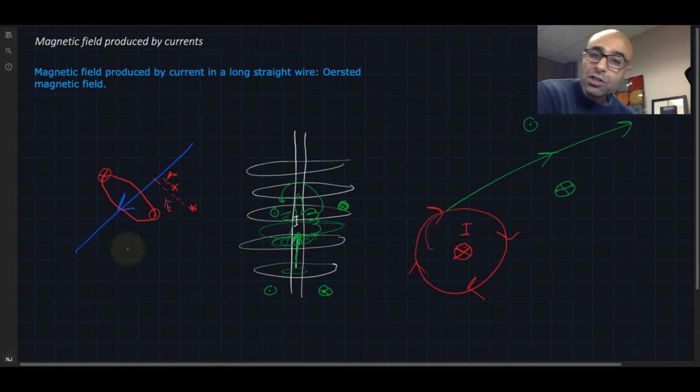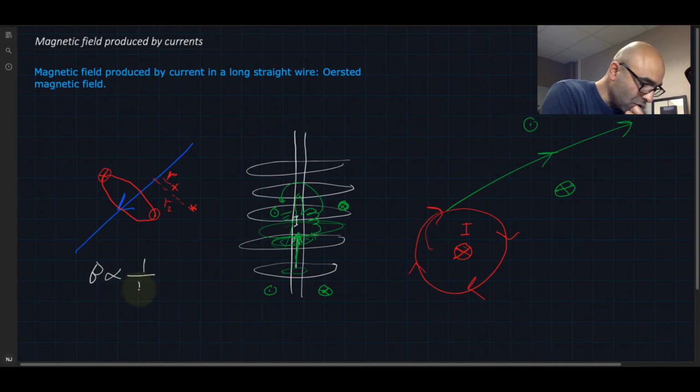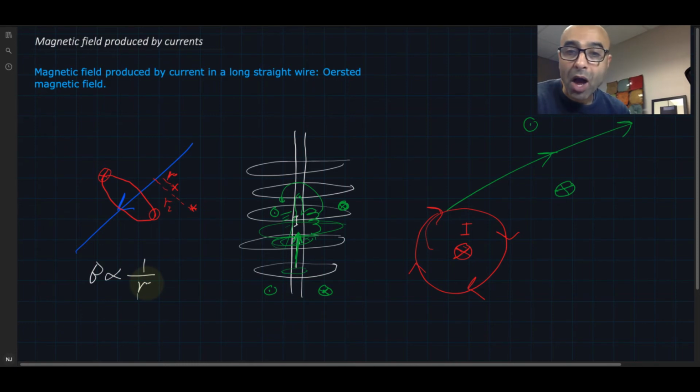So how much does it drop? It was found out by experiment. It drops down by the same ratio. So if you double the distance, the magnetic field goes down by half. So they found out that the magnetic field is inversely proportional to the distance r from the wire.